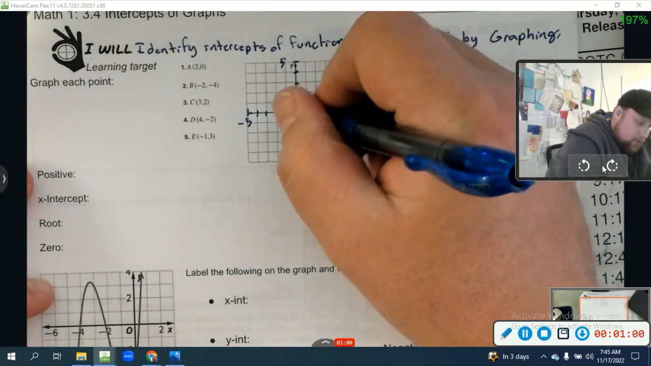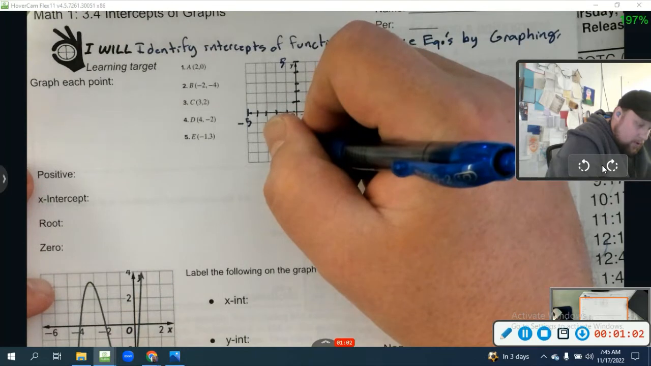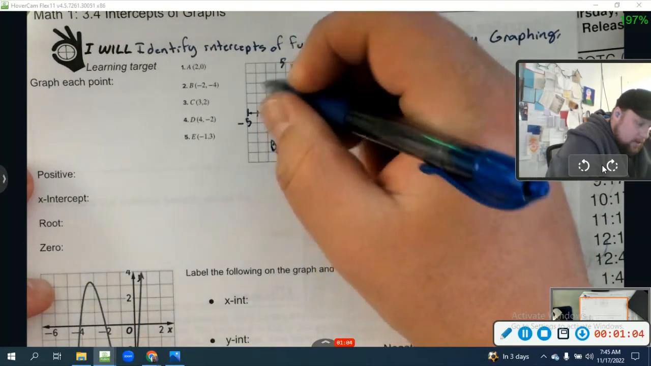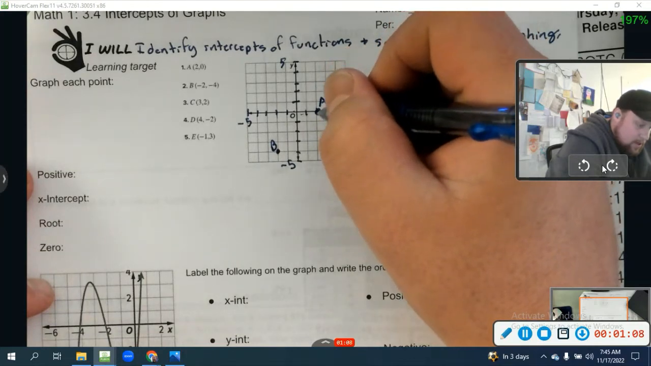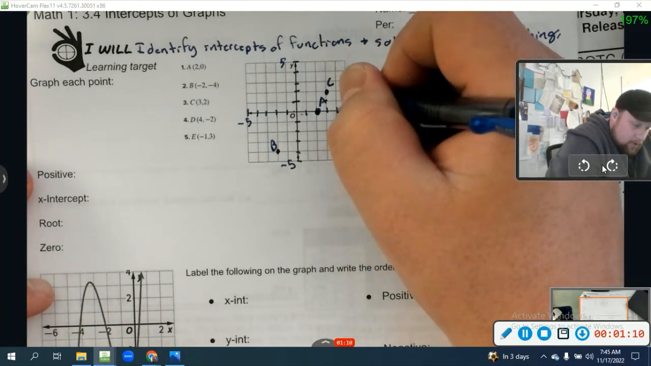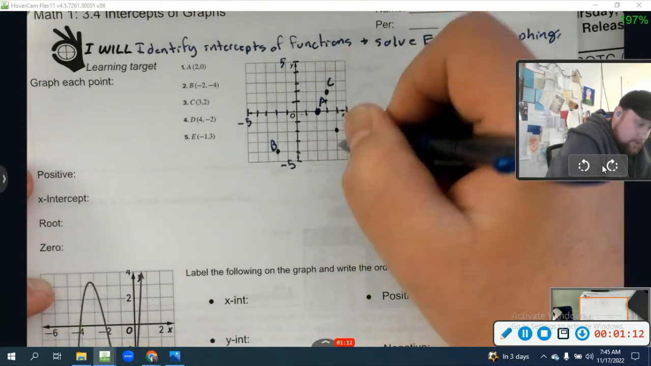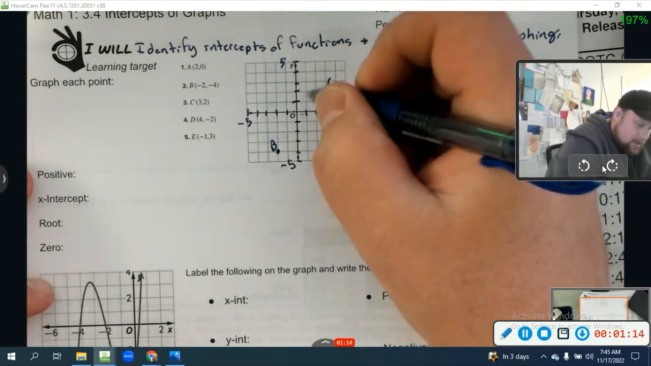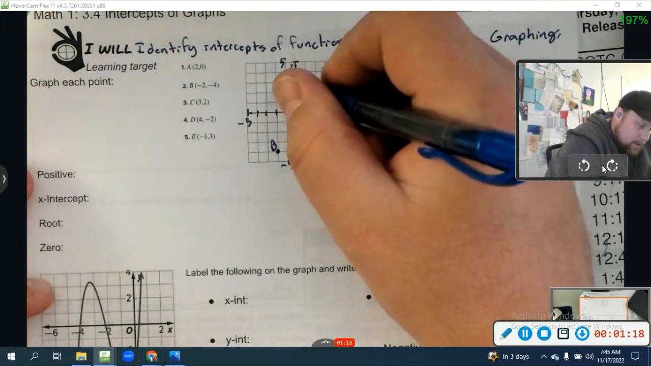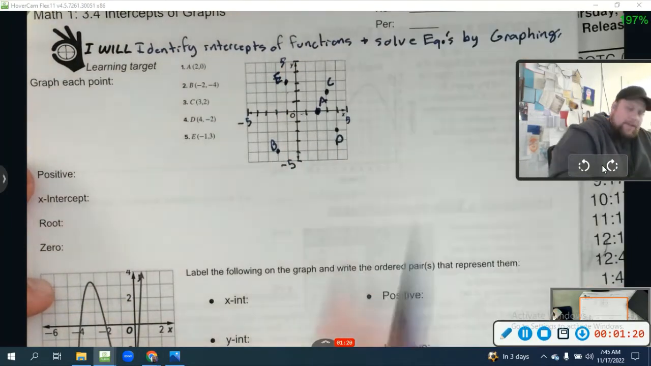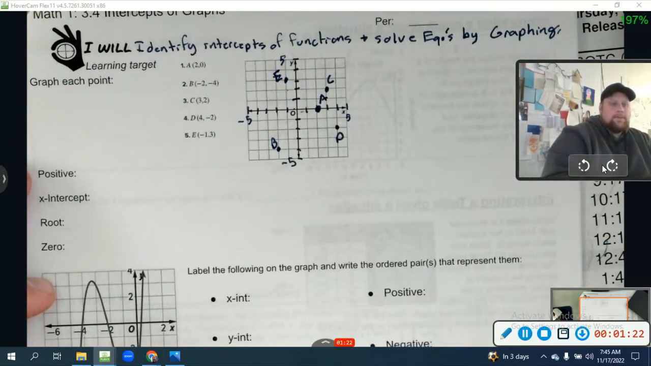Negative 2, negative 4: negative 2, down 4, that's B. 3, 2: 1, 2, 3, up 1, 2, that's C. 4, negative 2: 4, down 2, that's D. And last is E, negative 1, up 1, 2, 3, that's E. Perfect. And that's how you graph points, right?